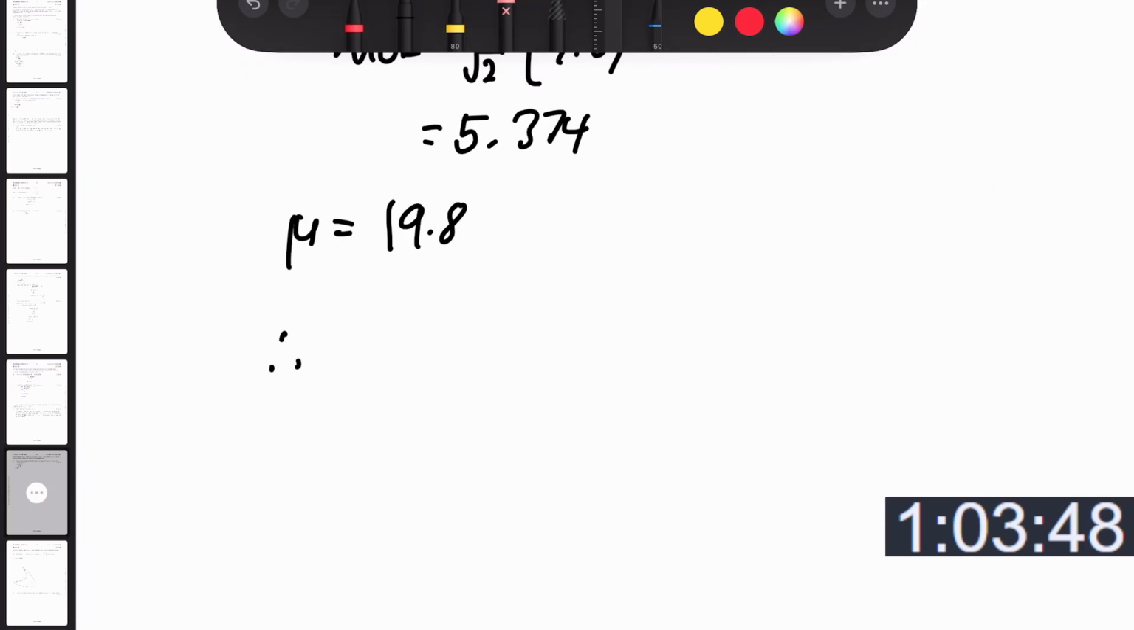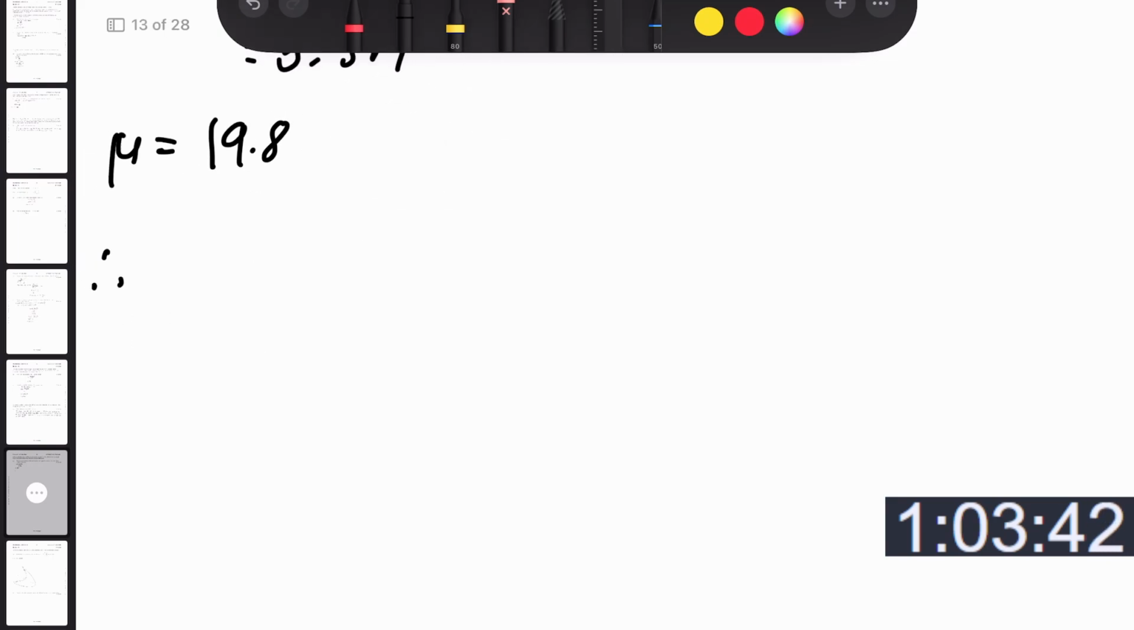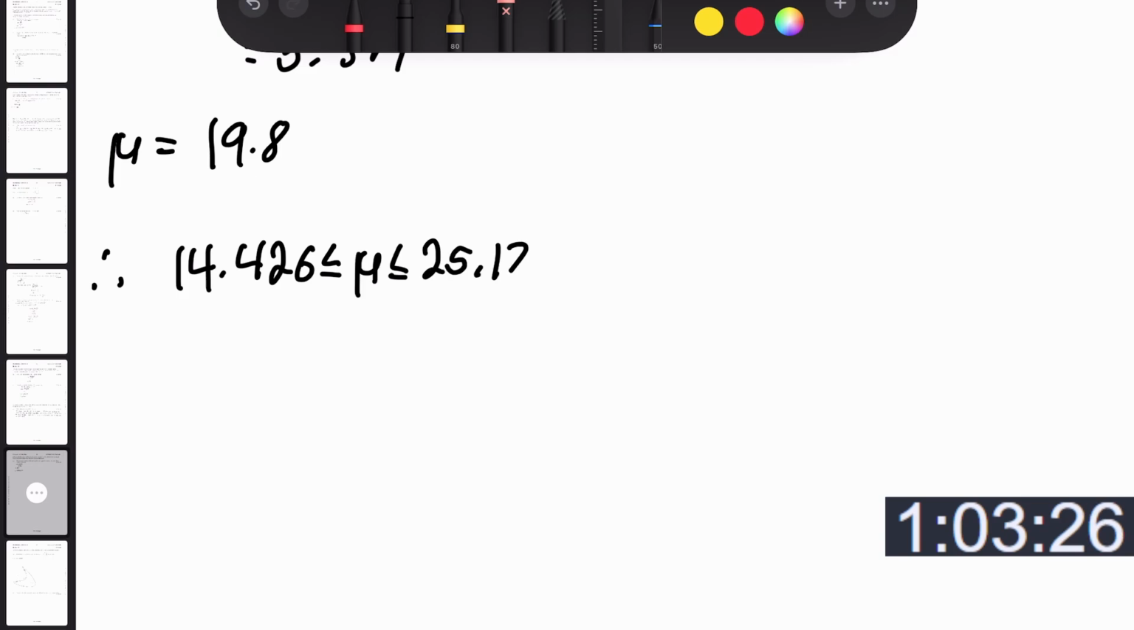Therefore, 19.8 minus 5.374 is 14.426 less than or equal to mu less than or equal to 25.174.